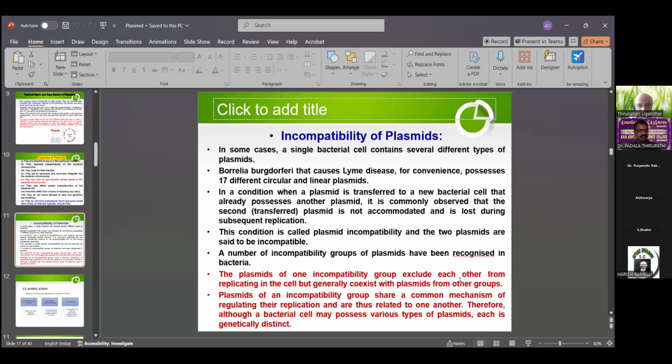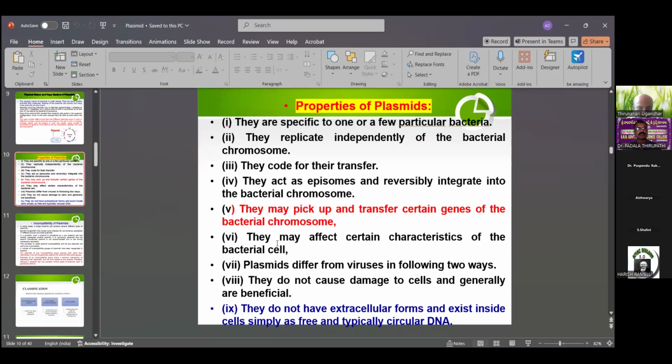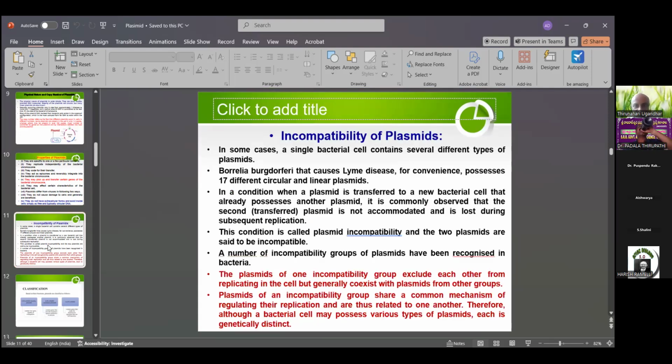So this is also one of the major important properties. Mainly nine properties are there. They do not have extracellular forms and exist inside cells simply as free and typically circular DNA. So this is also the incompatibility of plasmids. So what are compatibility and incompatibility? Compatible means they can do it. Incompatibility means they do not.